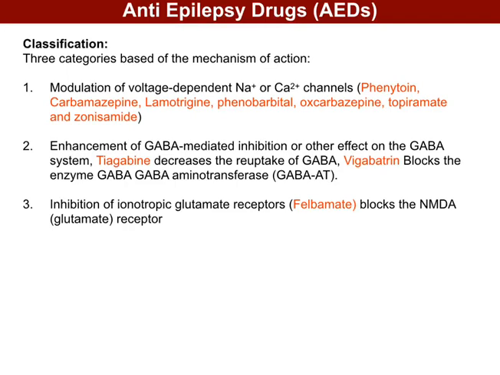Also, felbamate is another anti-epileptic drug which inhibits the N-methyl D-aspartate or NMDA receptor, which is the glutamate receptor, and gives the action. Full details of the mechanism of action of the most important and common anti-epileptic drugs, phenytoin, carbamazepine, and lamotrigine, are shown in the next slide.